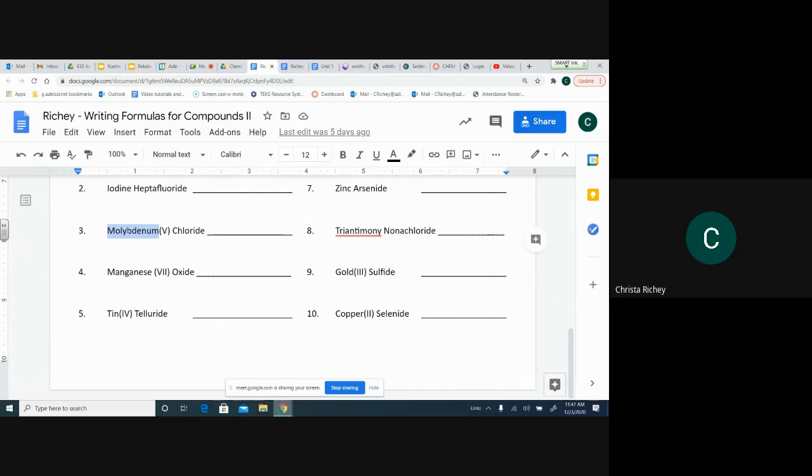Molybdenum, and it specifically has a charge of how much, how positive, if it's a V? 5. Okay, so this is ionic, and because you can't look on the periodic table, if you see Roman numerals, you're going to be using ionic rules. Molybdenum is, I believe, Mo. Where's my periodic table? It is in the center right here. It is Mo. Molybdenum is actually used to make rims in cars. Mo? In between Nb and Tc. Yes.